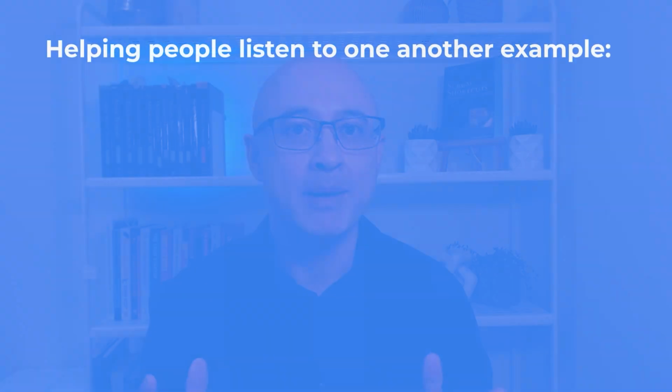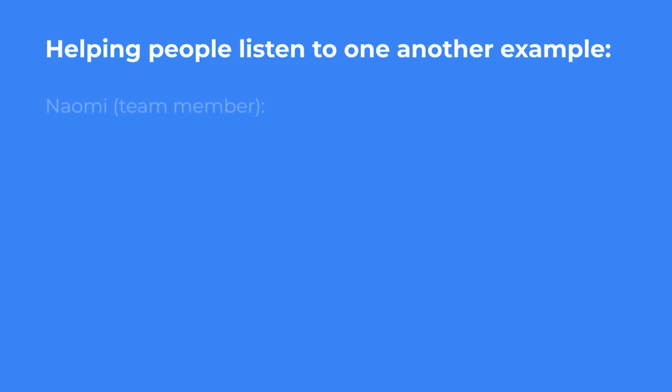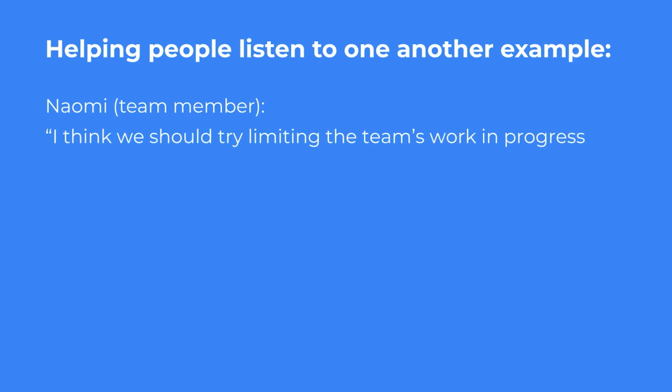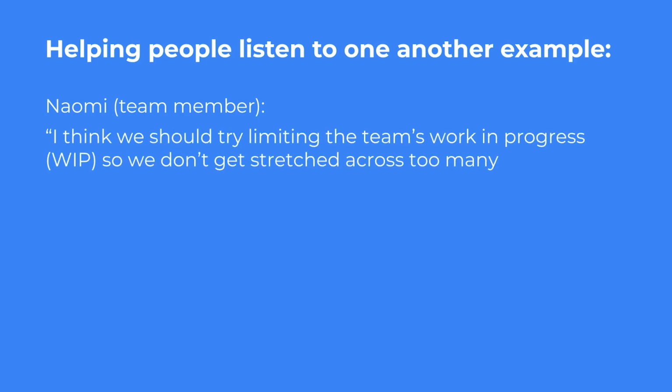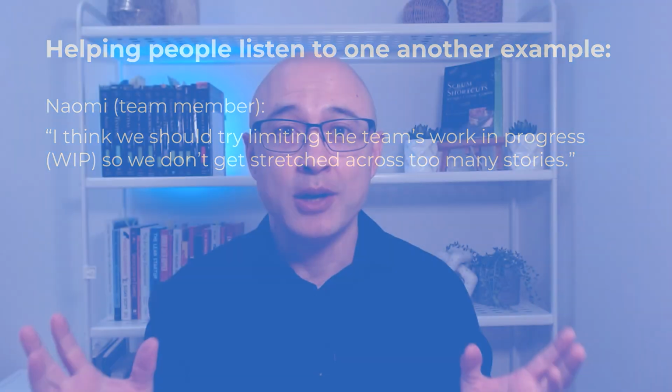The fourth technique is helping people listen to each other. So basically what this involves is when a team member says something, you're then going to ask the group or another person within the team of their opinion. So for example, let's say I have a team member and her name is Naomi. And Naomi says, I think we should try limiting the team's work in progress so we don't get stretched across too many stories.